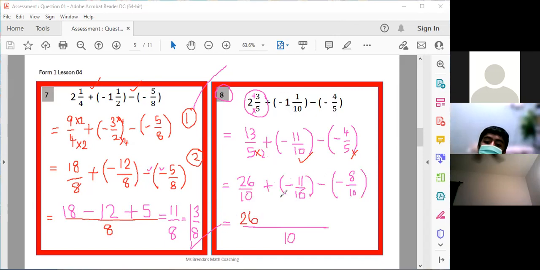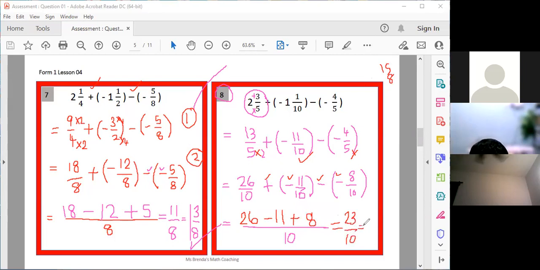And now I use my knowledge of positive, negative. Positive and a negative, what do I get? Negative 11. Sorry, negative and negative, what do I get? Positive. Okay, positive 8. And now I work out. What is 26 minus 11, guys? 15. And what is 15 plus 8? 23, right? So 23 over 10 is your answer.